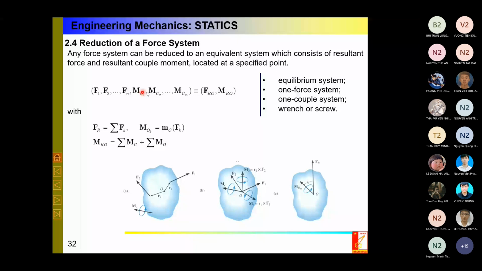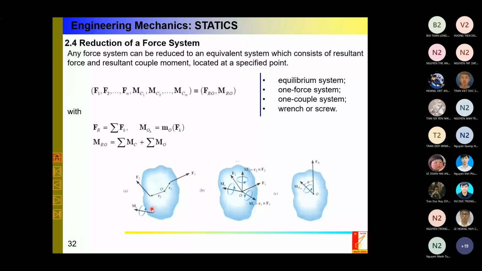For any such complicated system, I can replace it by only one resultant force acting at point O and one resultant moment about point O. So you see, the resultant force FR is a summation of all forces, with the point of application at O. And the resultant moment is the summation of the moments of the couples and the moments of the forces F. Okay, how can we do it? Later I explain it.